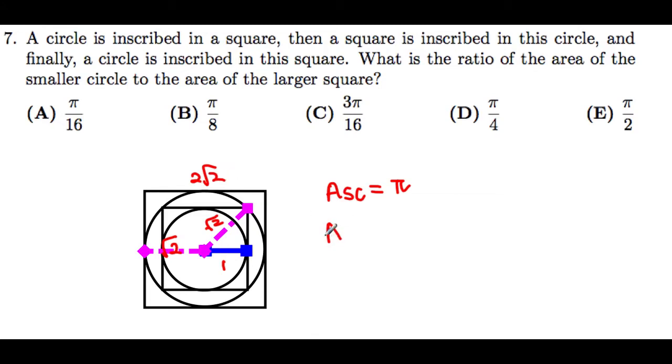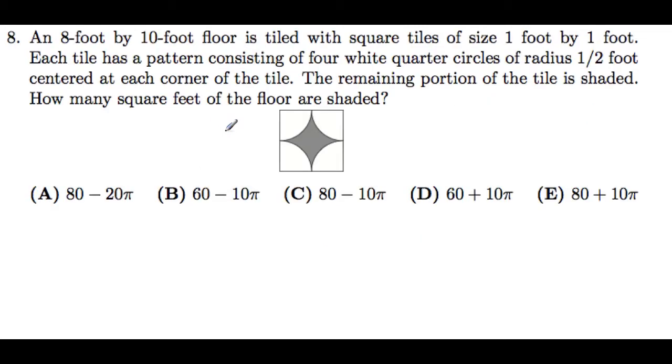So the area of the big square is equal to 2 square root of 2 squared, which becomes simply 8. So the ratio of the area of the smaller circle to the larger square is pi to 8, which is pi over 8. All right, let us look at number 8.